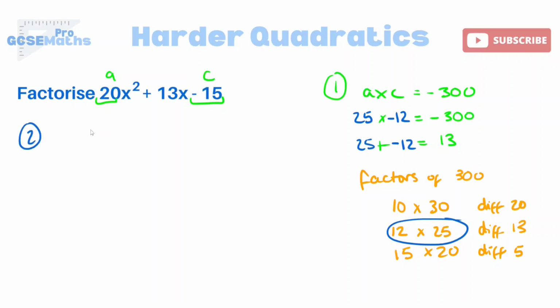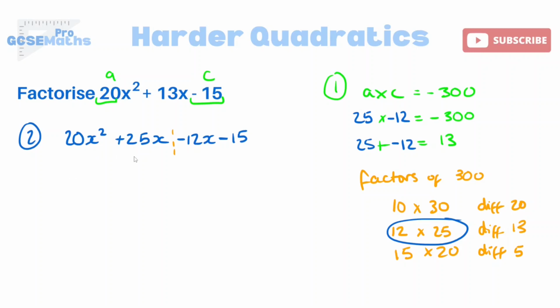So step 2, we're then just going to rewrite the quadratic, but split that middle term, the 13x, into these two numbers. Again, it doesn't matter which way around you write them. So I'm just going to put plus 25x minus 12x, and then copy the rest, minus 15. We're not using the 300 anymore. Then we're going to factorize both halves into single brackets.